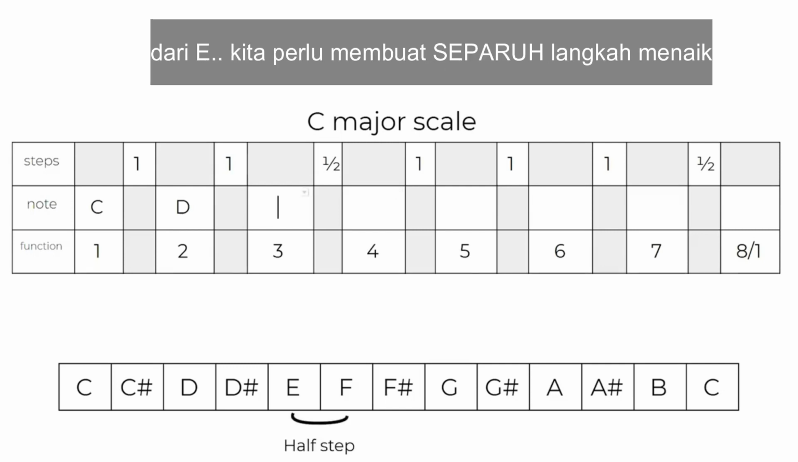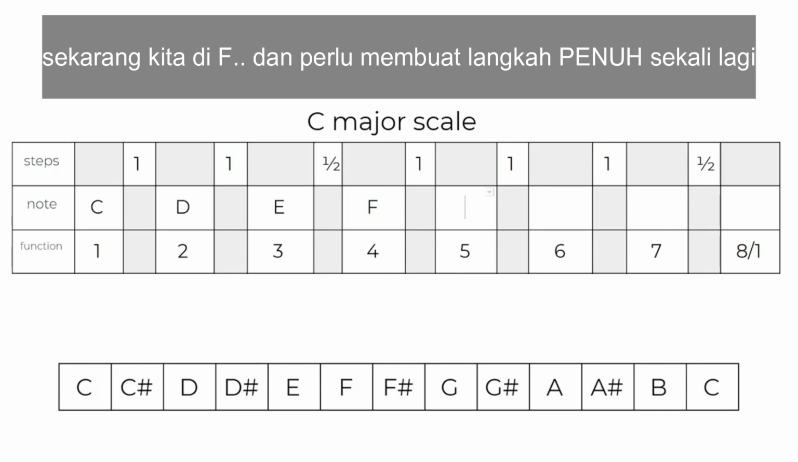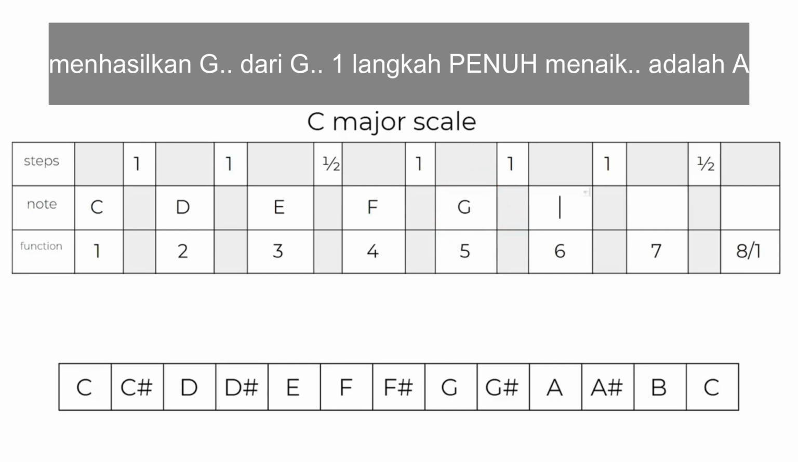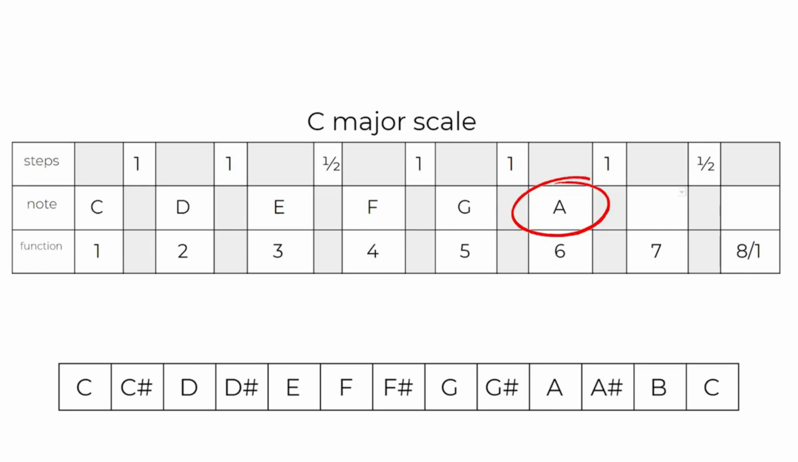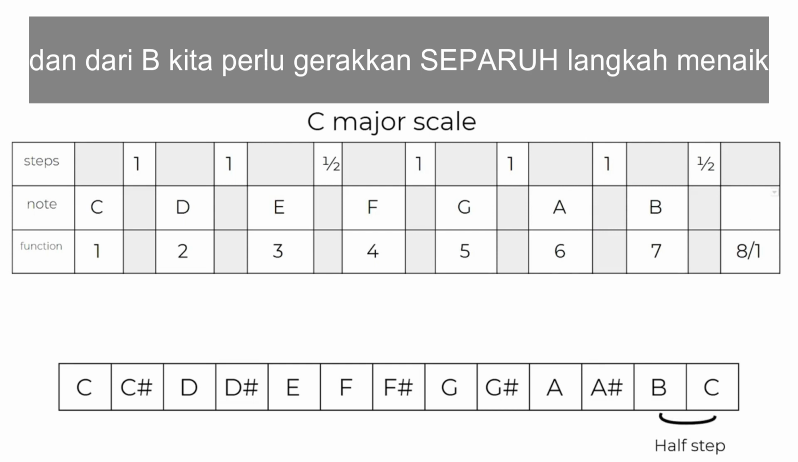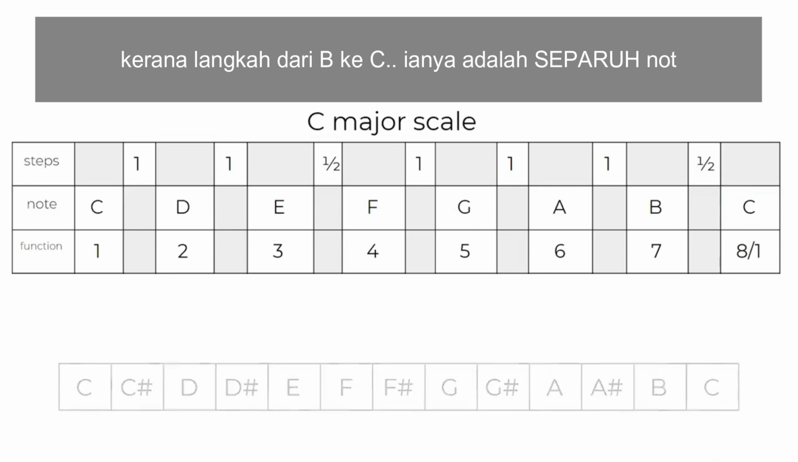So from E, we need to move a half step up, resulting in an F. So now we're at F, and we need to move one whole step up again to G. To G, one whole step up is A. And from A, a whole step up is B. And from B, we need to move a half step up, landing on C, because the step from B to C is a half step.